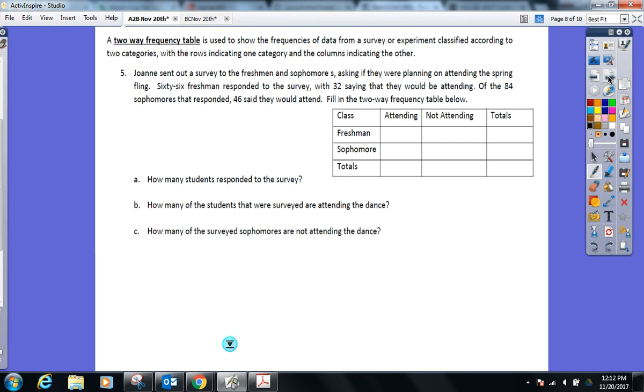All right, here you go. Now you fill in your own table. Fill it in with the correct numbers for me.